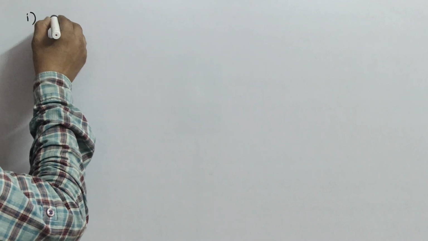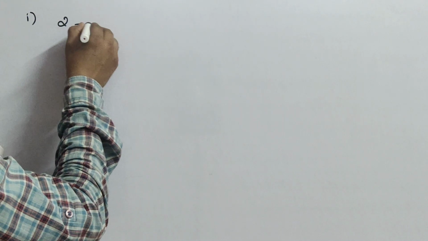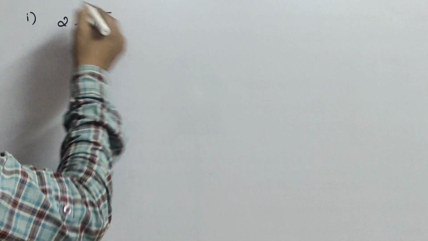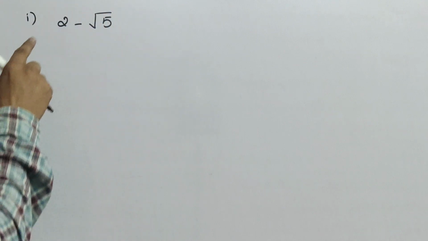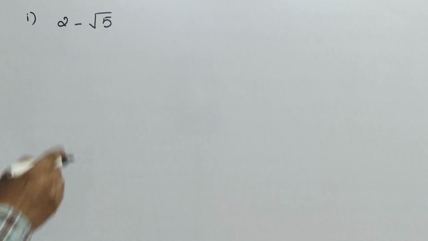Textbook page 1.5. So exercise 1.5. See the first question there. Classify the following numbers as rational or irrational. Here the first question is given: 2 minus root 5. It is asking whether 2 minus root 5 is rational or irrational.